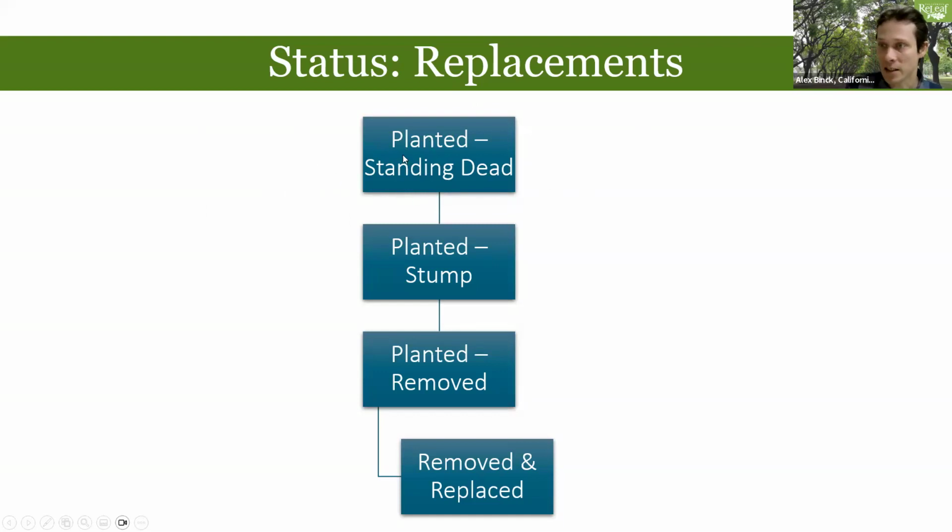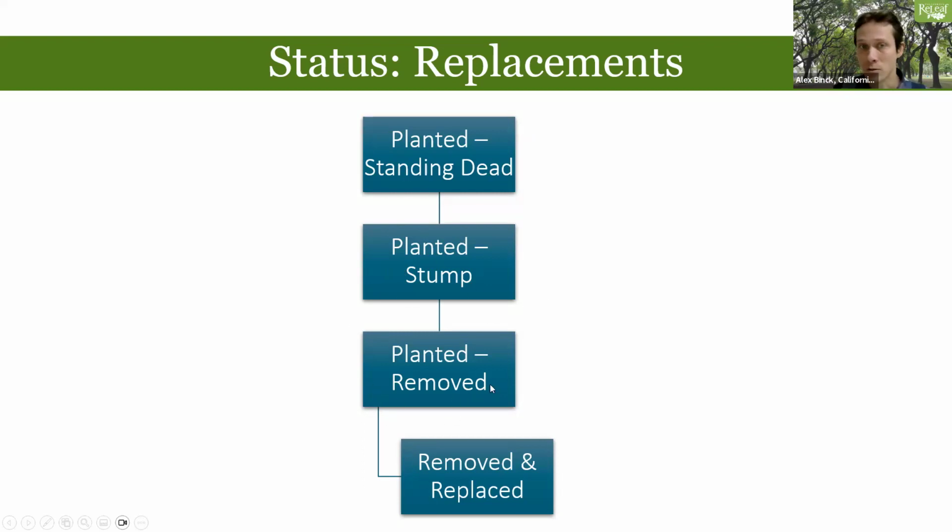But planted, standing dead, then it gets cut down. You can move it to planted stump. That can be useful too, to designate, like if you need to grind a stump, that's a good thing you can put on your map if you want to. And then finally, planted removed when it's totally gone. For small trees, a lot of times we're going to skip that step, right? If it's just a little sapling, we don't need to cut it down first.